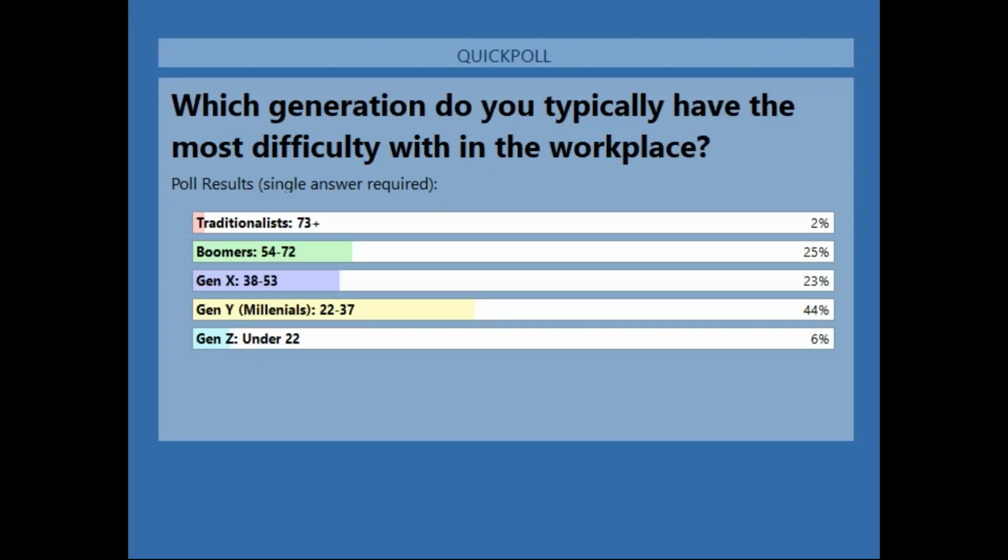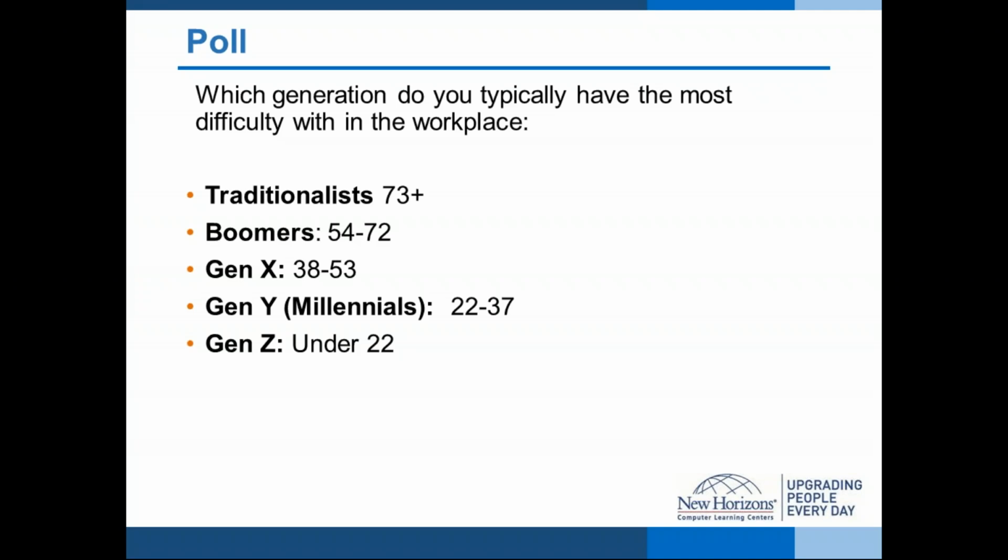All right, Jill, it looks like our results are 2% traditionalists, 25% boomers, 23% Gen X, 44% millennials, and 6% Gen Z. All right, so it's a good thing then that we are spending a little bit of time on millennials, given the fact that 44% is indicated. Thanks everyone for doing those polls.